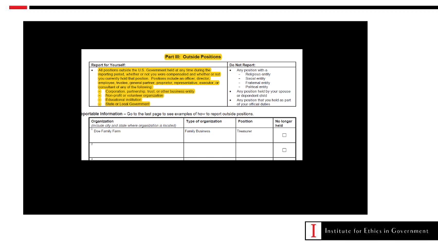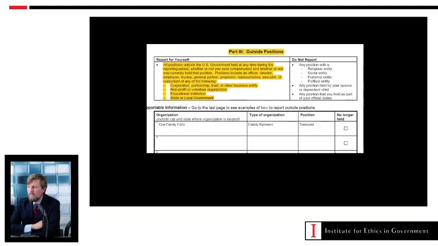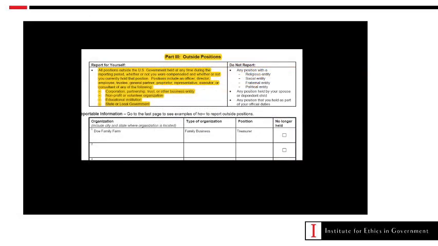So we have the instructions up here. We went over those last session, and in the reportable information section, indeed, we do have a position with the Doe family farm. So our filer has understood, it looks like, the outside positions reporting requirements, and they've indicated to us that they are the treasurer of the Doe family farm. So we know that they hold a position, and they hold a fiduciary position with the farm. So that's going to make our analysis a little bit more complicated than if it were just a passive investment interest in the farm itself without any actual participation as an officer of the farm.